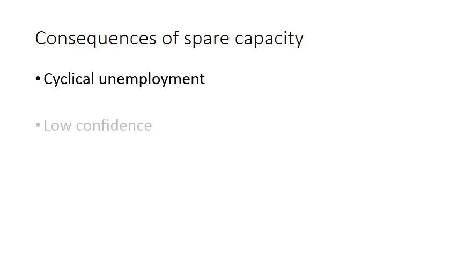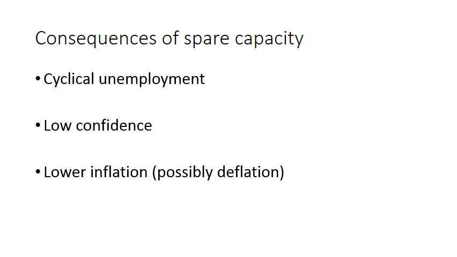The consequences for an economy would be typically cyclical unemployment. Cyclical unemployment, of course, by definition is caused by a lack of aggregate demand. We've got workers that aren't being used because there isn't enough demand. It always goes along with spare capacity. We'd also expect to see low confidence, partly due to that high unemployment and partly just due to the fact that people can see that there isn't enough demand in the economy to use up the supply. We're going to see relatively slow rates of growth. And also significantly we expect to see lower inflation.